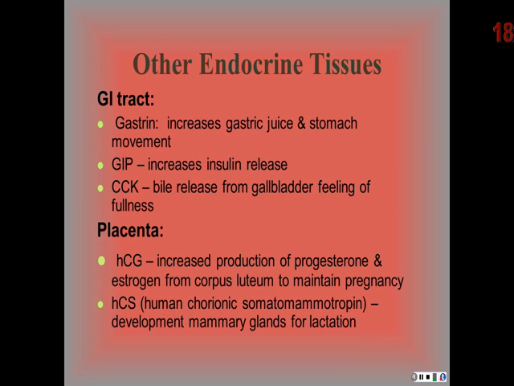Glucose-dependent insulinotropic peptide increases the release of insulin, and CCK or cholecystokinin triggers the release of bile and promotes a feeling of fullness. The placenta produces HCG or human chorionic gonadotropin, which increases the production of the hormones progesterone and estrogen from the corpus luteum to maintain the pregnancy. Human chorionic somatotropin promotes the development of mammary glands for lactation. There is absolutely no evidence that HCG promotes weight loss or spares muscle breakdown in dieting.